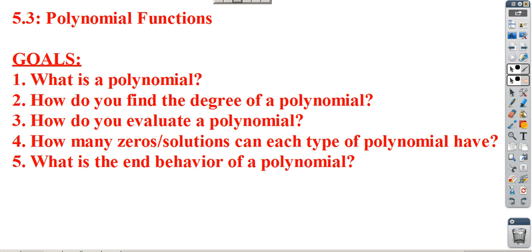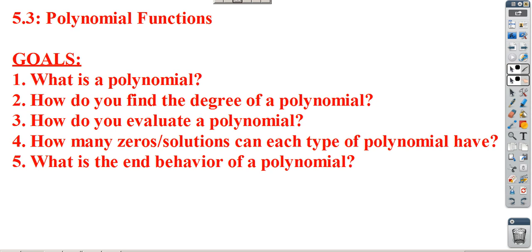Okay, this is section 5.3, and we're going to talk about something called a polynomial function. So we have 5 basic things we want to accomplish. Number 1 is to just define what a polynomial is. Number 2, you want to talk about what it means to find the degree of a polynomial.